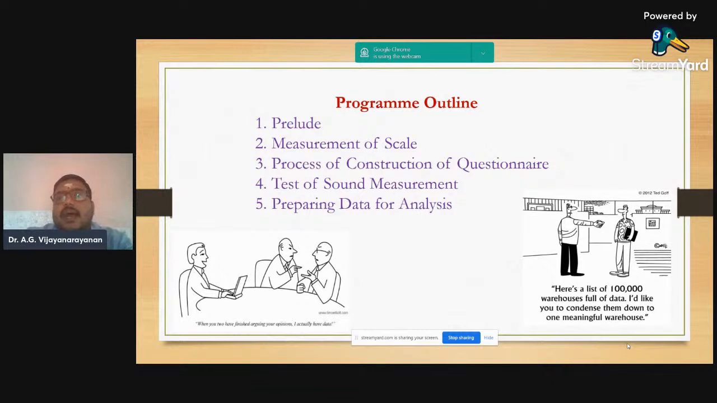And then the data preparedness. What is the procedure from data collection, and what is the difference between data collection and data analysis? Immediately once you collect the data, you are not going to analyze it. There are multiple stages it has to pass through. That is what we call data preparedness, that is, preparing the data for analysis. So this is how I have scheduled today's one hour session.